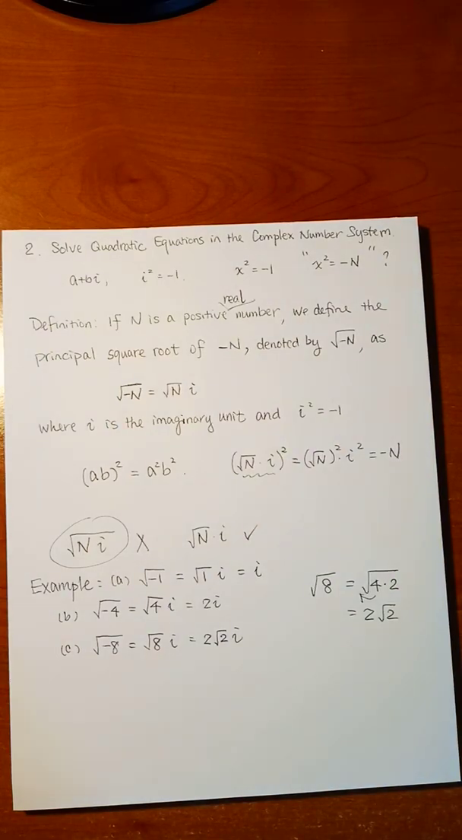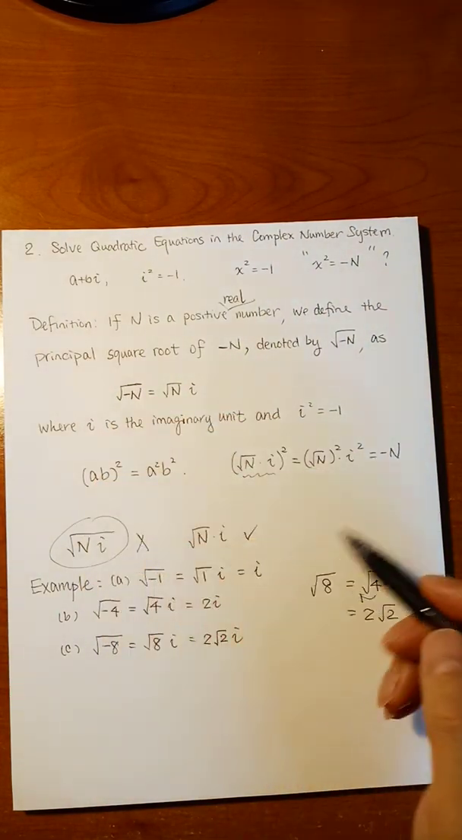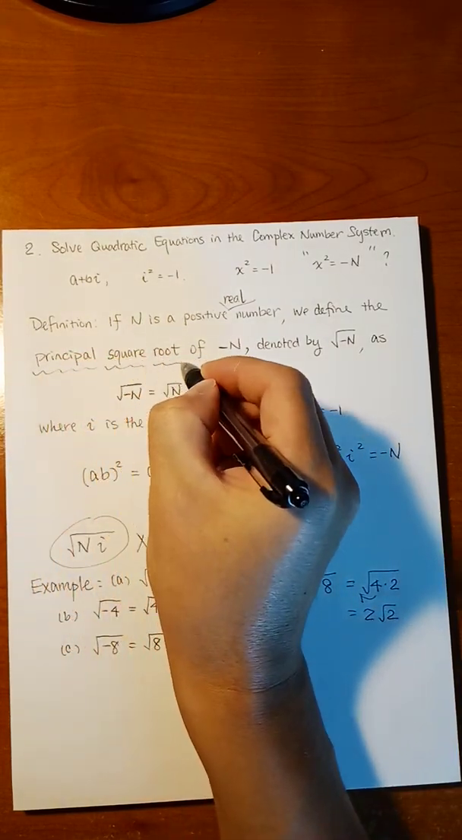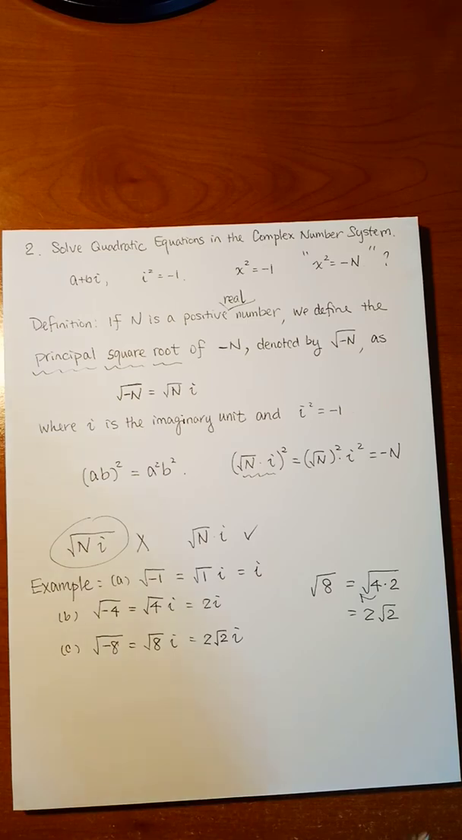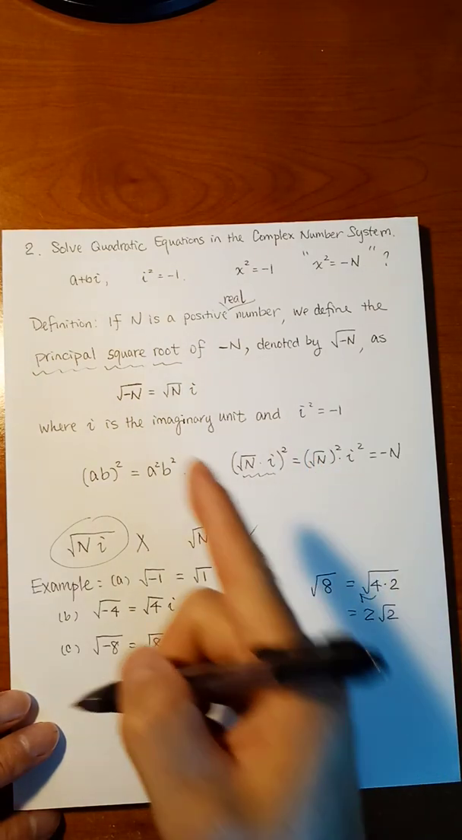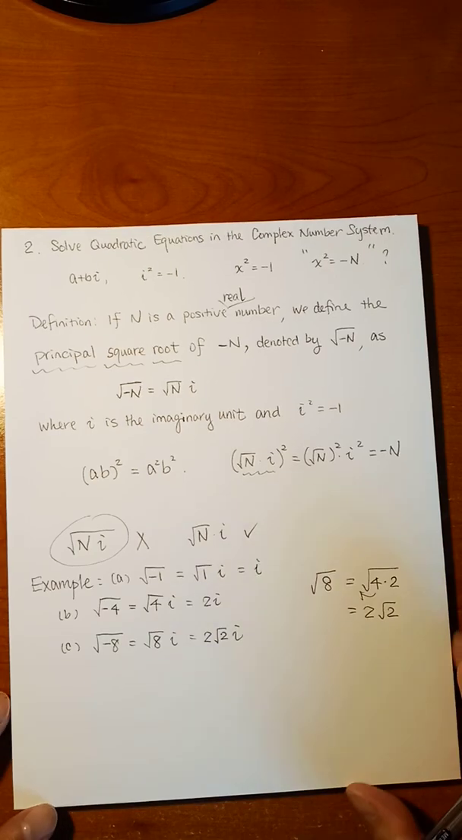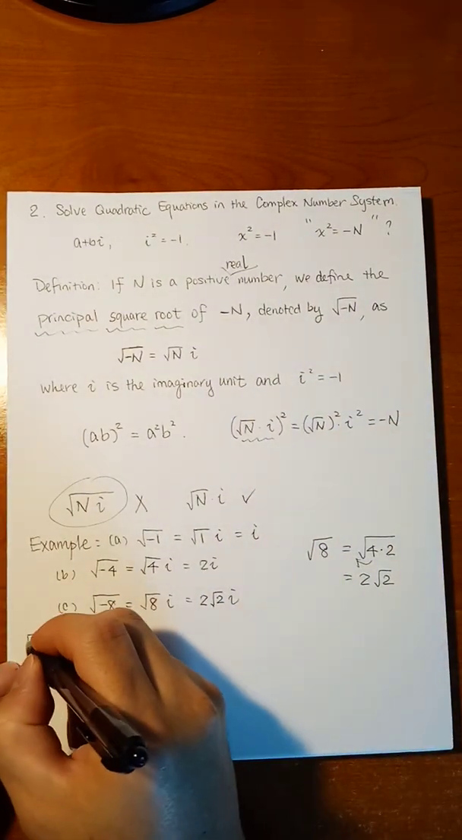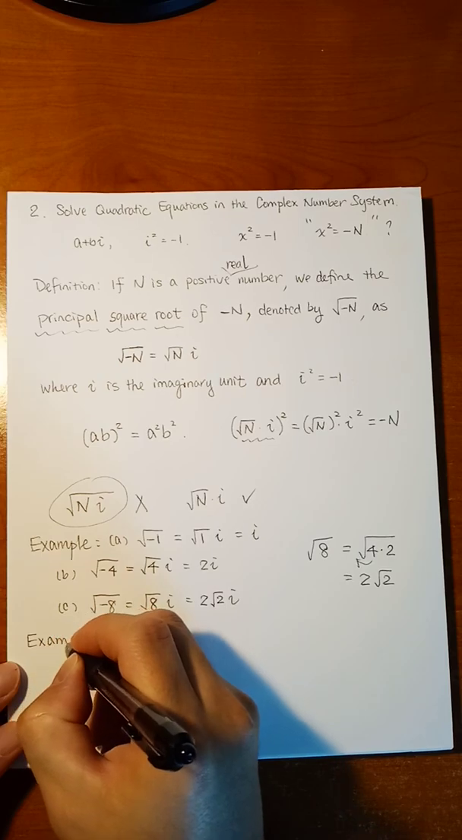Okay? So, be careful. In this definition, we only define the so-called principal square root. The principal square root, the square root without negative sign. We never say there's only one square root. We just say the principal square root. Okay? So let me see an example about this issue.